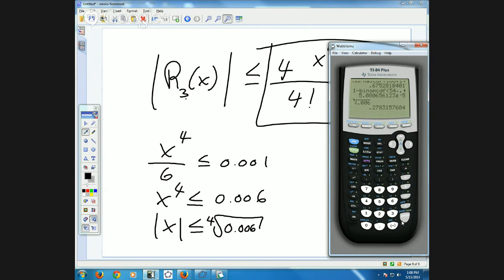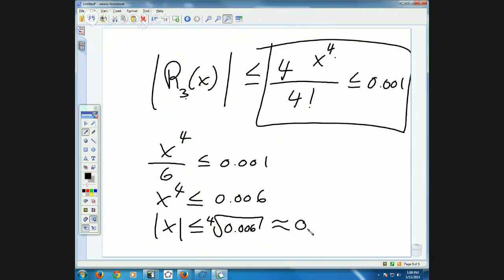Which I get to be about 0.278. I'll go 3 decimal places on that. That's what my brain calculator said too. Just kidding. Now, do we want to round that up or down in general? Down. Always round down. Down, of course. 0.278. So this is about 0.278.